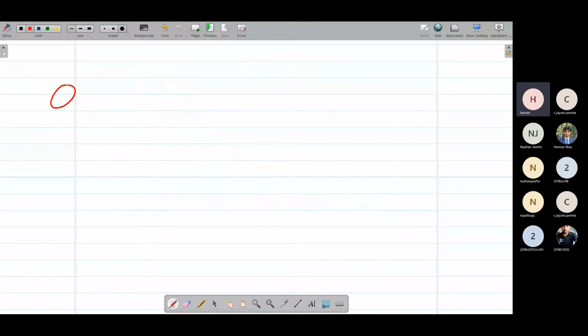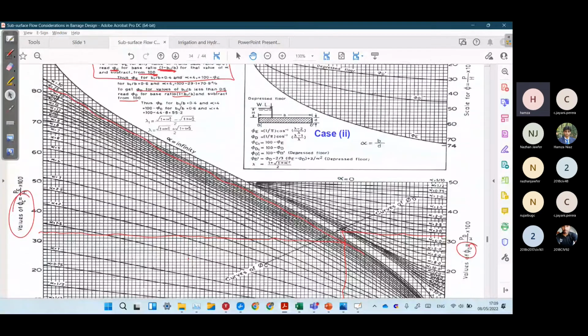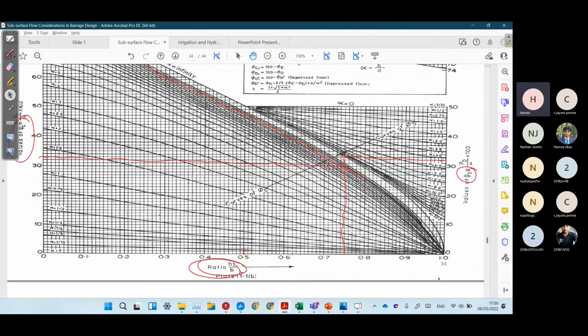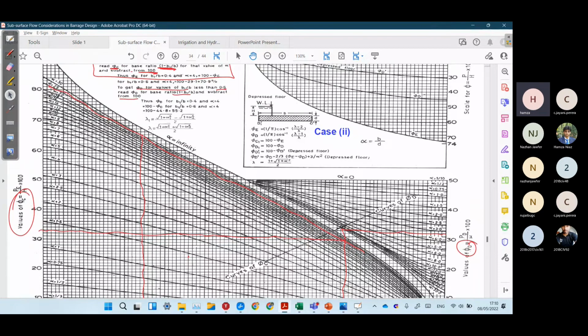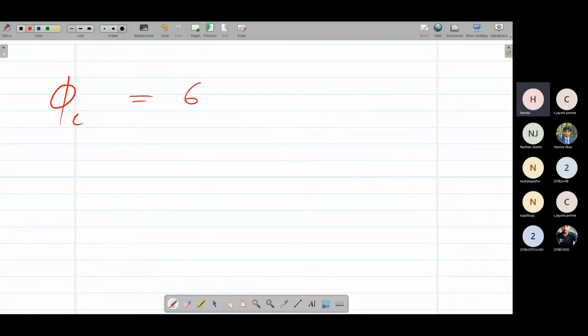The last is phi C. Phi C is simpler, since we have the values on the x-axis. For B1 over B of 0.25 and an alpha value of 25, we get phi 61, 62, 63, 64, 65. So the phi C value is 65 simply.